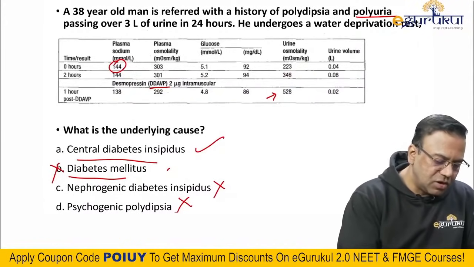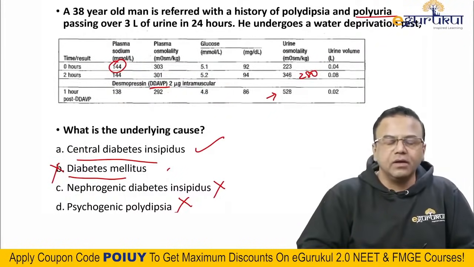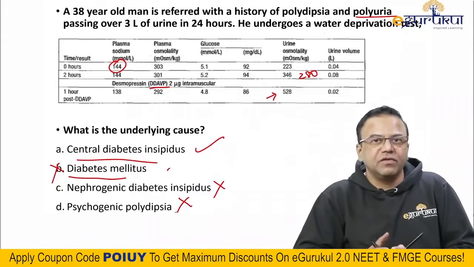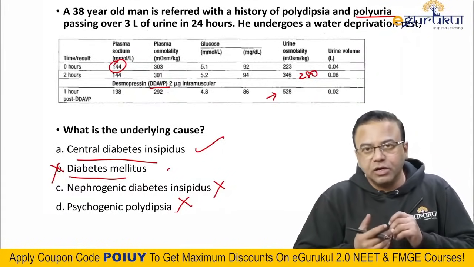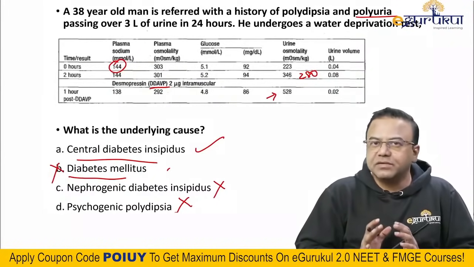This patient has got less than 300. Let's say it was 223 and it was 280 now. After water deprivation it is 280. It is less than 300. It means the water deprivation is not making any difference. Kidney not able to concentrate. It's still continuing to pass dilute urine despite water deprivation. It means this is diabetes insipidus.